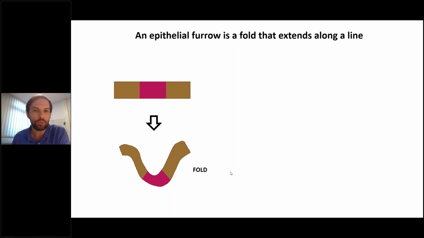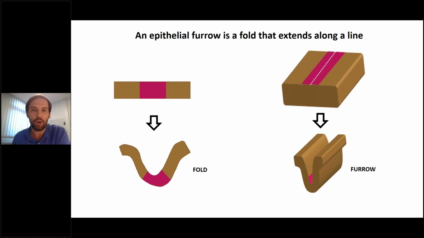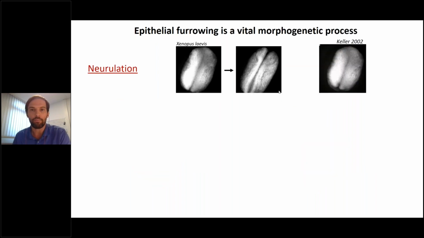Now, if you have a fold which is forming along a line, this fold is then named a furrow. And actually, we have a lot of furrowing during embryo development. And here I will give you some examples. For instance, we have furrowing during neurulation. What I'm showing you here is the Xenopus laevis, which is the frog embryo. And what you see is the dorsal side, which is forming the neural tube.